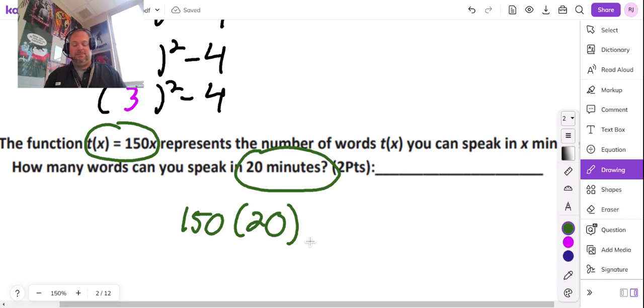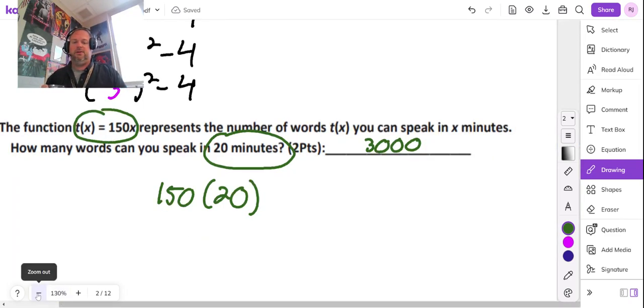Okay, 150 times 20. That's going to give me 3,000. Earlier I accidentally got 300 because I think I missed a 0 or something. Fat fingers. But it's 3,000. You can just give me the number. You don't have to say minutes per second, words, whatever. Number of words you can speak in X minutes.